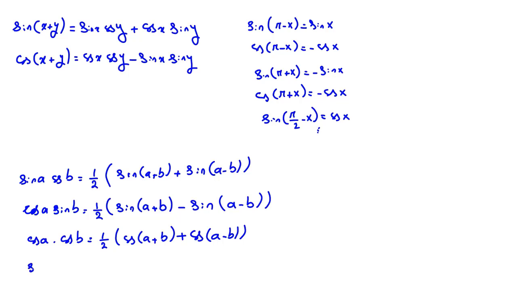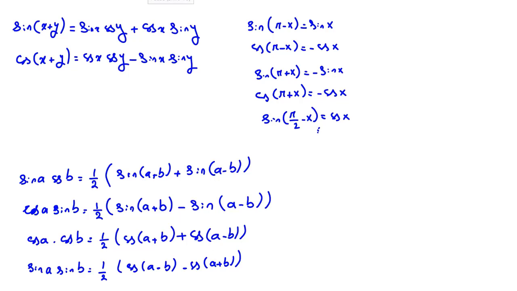And last one is sine a sine b equal to negative 1/2 times cos a plus b minus cos a minus b. Or you can say 1/2 times cos a minus b minus cos a plus b. It's better to write it like this: 1/2 cos a minus b minus cos a plus b. Okay.